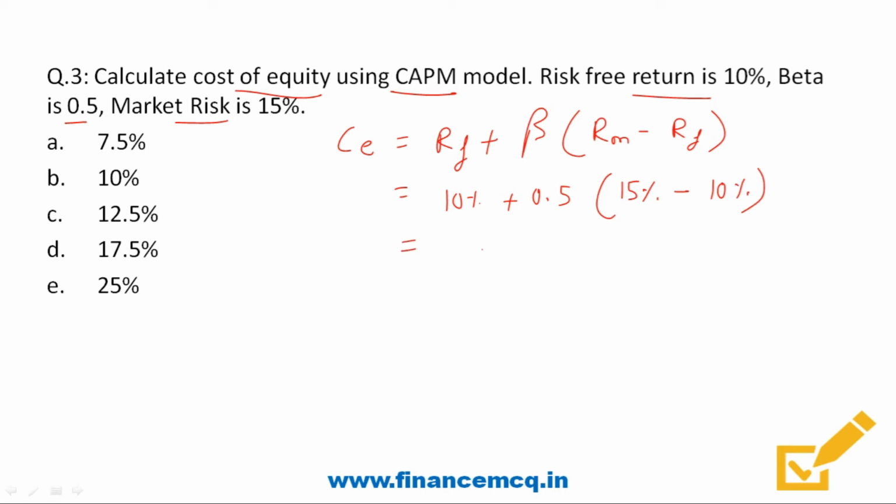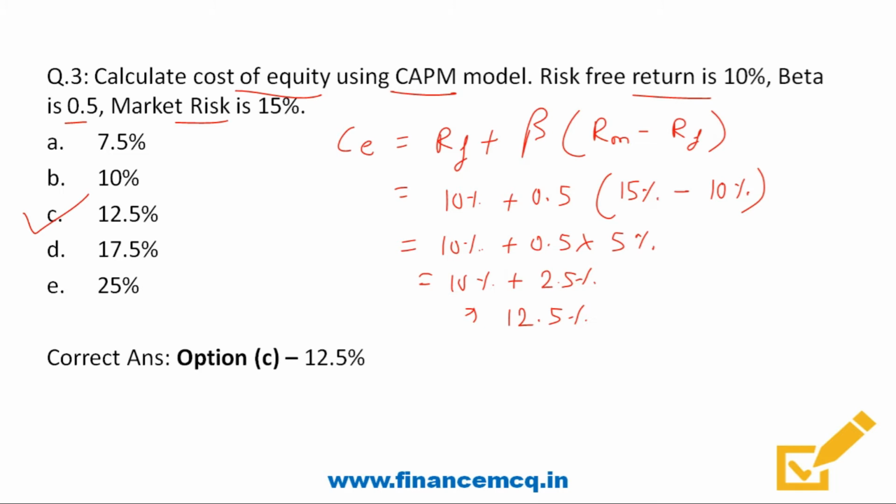So friends, if we solve this, the value will be 10% plus 0.5 into 5%. So that will be 10% plus 2.5%. So that will be 12.5%. So friends, here cost of equity will be option C, which says 12.5%.